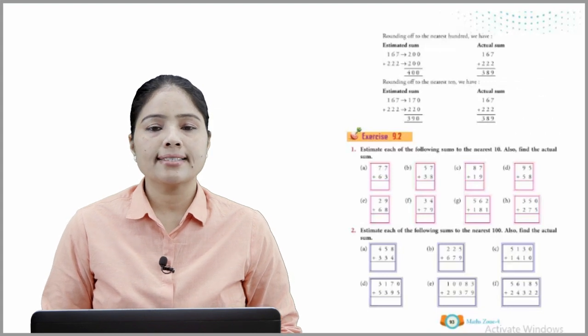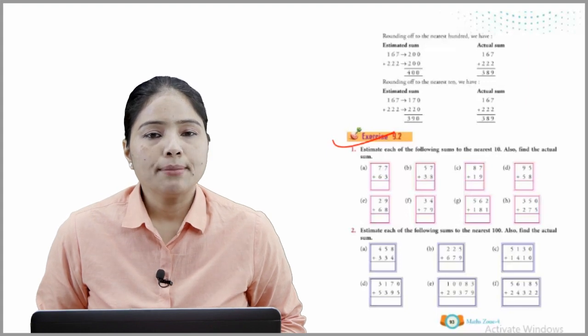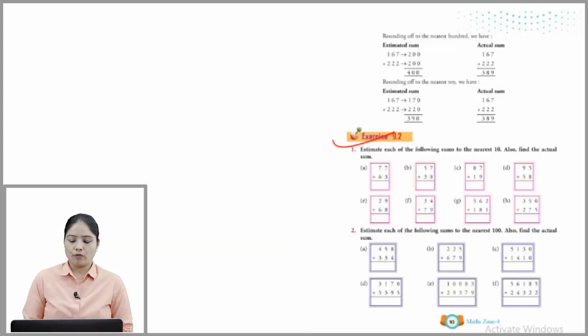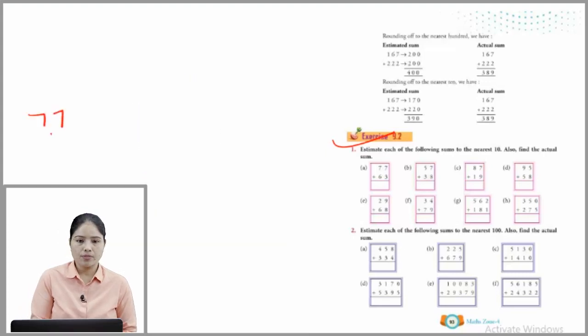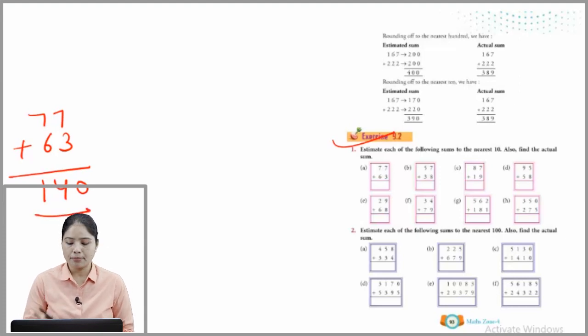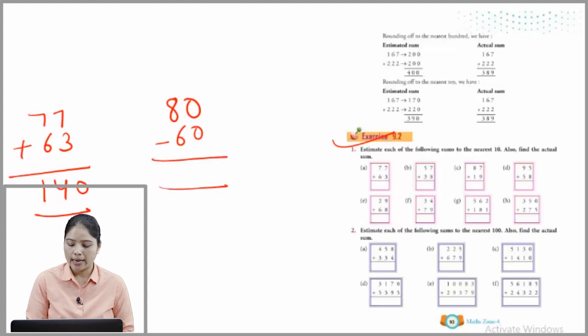So now move on to exercise 9.2. So, estimate each of the following sums to the nearest 10 and find the actual sums also. So, first one is given 77, 63. तो ये तो हो गया इसका actual 77 और 63, 140. अब हम क्या निकालेंगे, इसका estimate निकालेंगे. तो 77 का हमारा estimate हो गया 80 और 63 का एस्टिमेट हो गया हमारा 60. तो हम इन दोनों को अगर ऐड करेंगे तो हमारा हो गया 140.